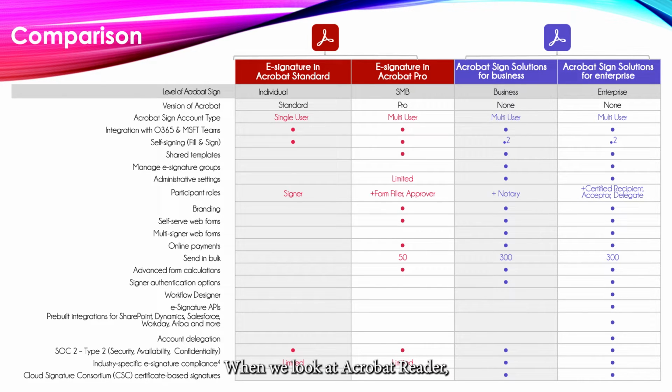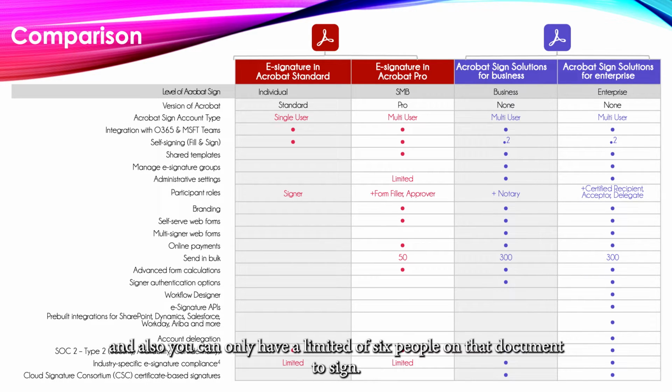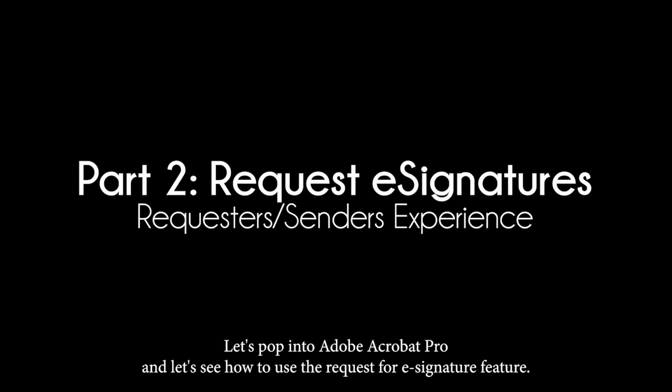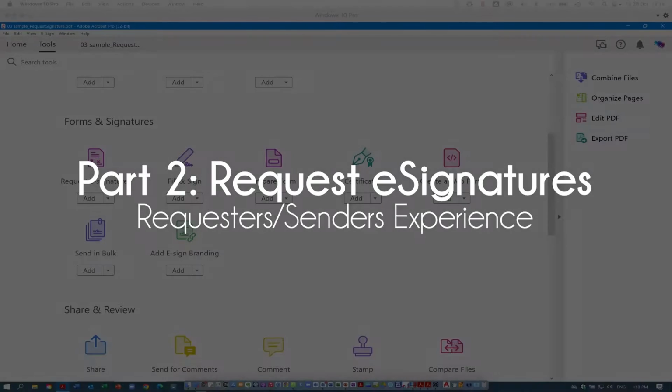When we look at Acrobat Reader, you will see that it is quite limited in the sense that you can only send 2 documents a month, and also you can only have a limit of 6 people on that document to sign. Let's pop into Adobe Acrobat Pro and let's see how to use the request for e-signature feature.